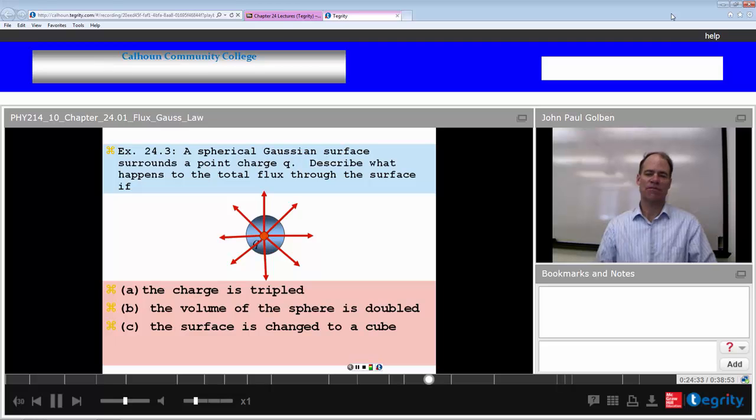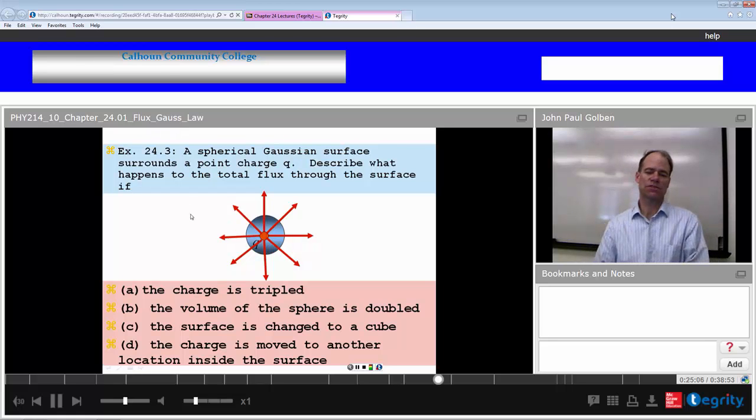What would happen if I changed the sphere into a cube? What would happen to the total flux through that surface? Still would be the same. Whether I have a sphere, I'm going to have those flux lines going out. If I change it to a cube, same flux lines. So it doesn't matter whether I have a cube or a sphere, I'm going to have the same amount of flux going through that surface. It's still going to be proportional to the charge inside. So I probably want to choose a sphere because that's going to have more symmetry than, say, a cube.